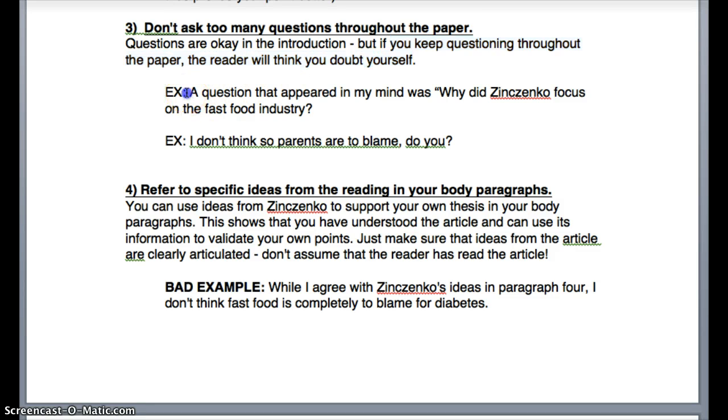So here's an example from a body paragraph. "A question that appeared in my mind was, why did Zinczenko focus on the fast food industry?" Okay, this is a question you don't really know, so I don't really know if you know what you're talking about. You see what I mean? Here's another example. "I don't think parents are to blame. Sorry, typo. Do you?" In your body paragraphs, if you ask a question, you just sound kind of unsure, okay? It's all right if you do it once or twice, but not very often.